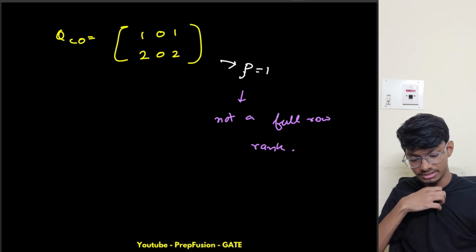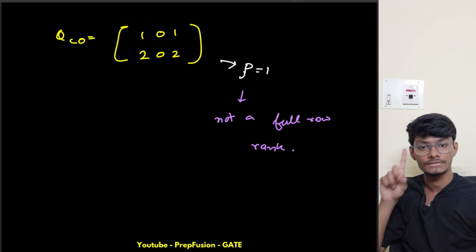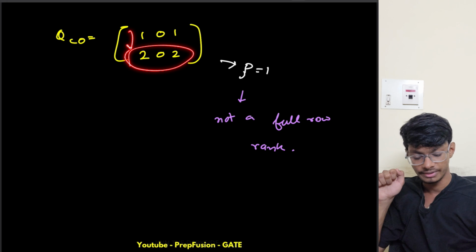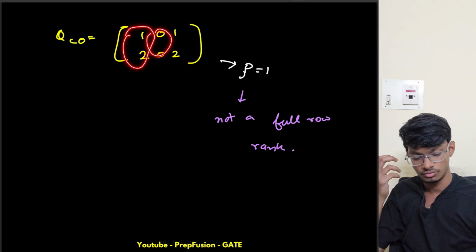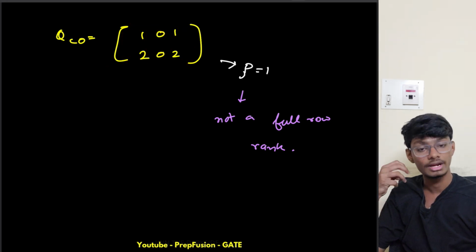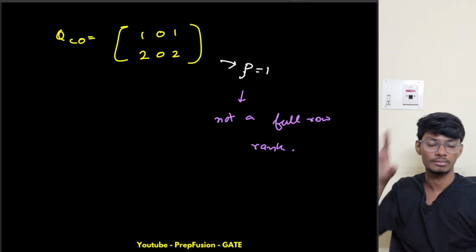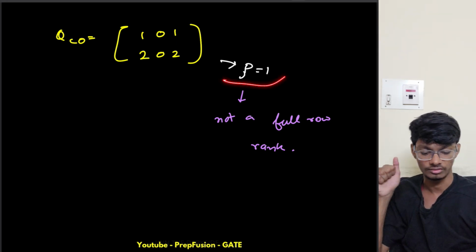So the minimum of that will be my rank. Here only one independent row is present. This other row is dependent on this one; if I multiply this by 2, I get the other. And for columns, I see 2 independent columns and 1 independent row. So I choose the minimum. Rank is the minimum of the independent rows and columns, so rank will be 1 in this case.